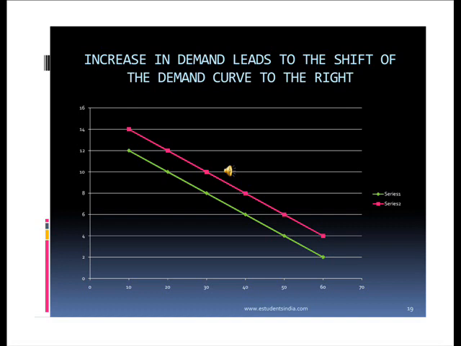Increase in demand. Increase in demand leads to the shift of the demand curve to the right. Price is constant, more quantity demanded at the same price. Shift to the right.